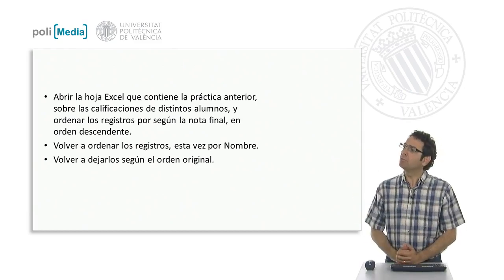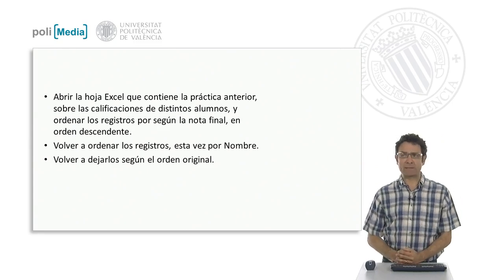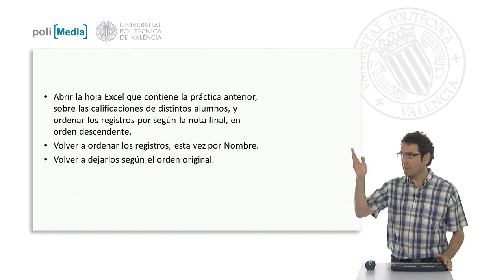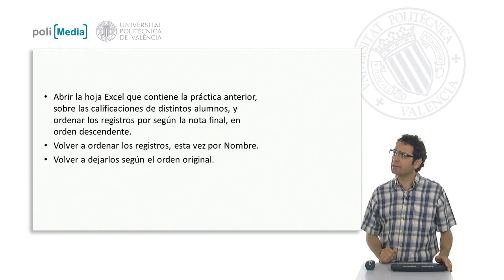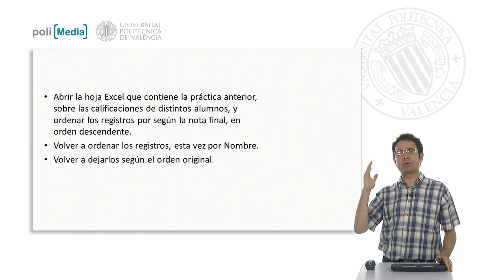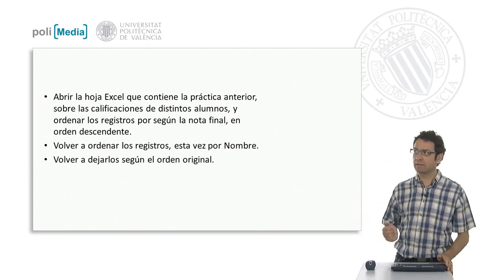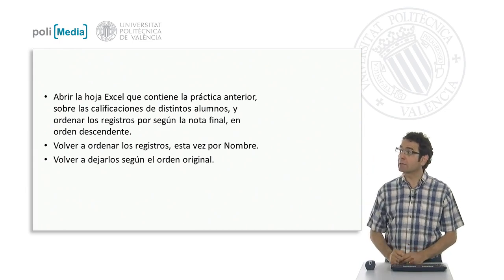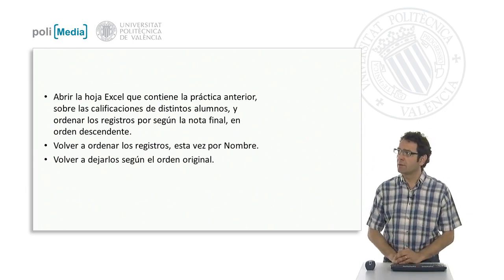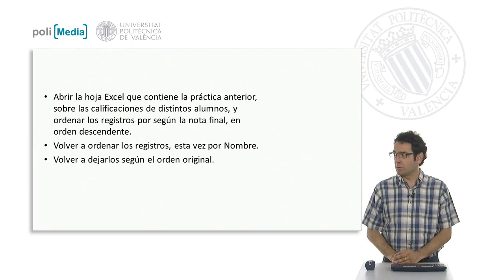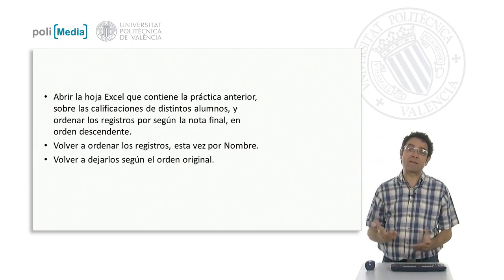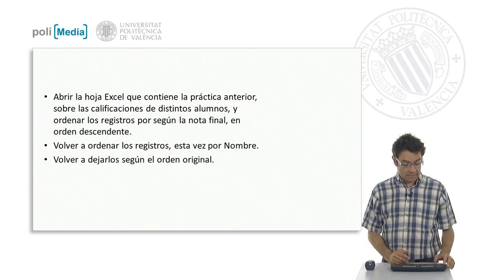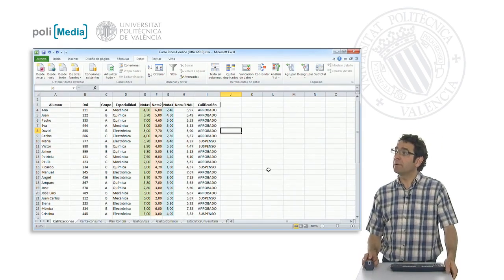They set us the problem of ordering the records in an Excel sheet that we generated in past practical sessions. The order we are going to do is to order them by final grade in descending order. That is, the highest scores are at the start, the lower scores are after. Then they will ask us to reorder the records, this time by the name field in alphabetical order of the people. And then leave it according to the original order.